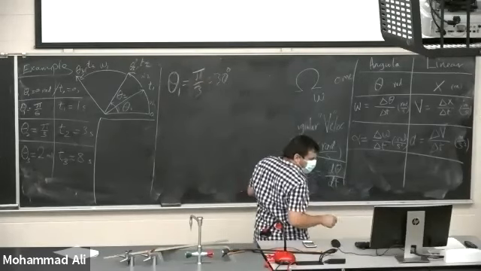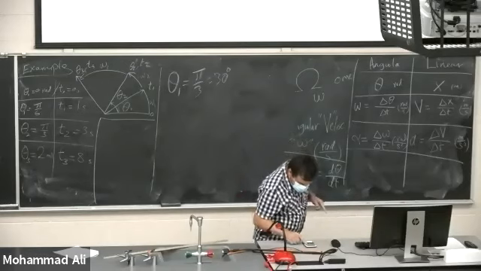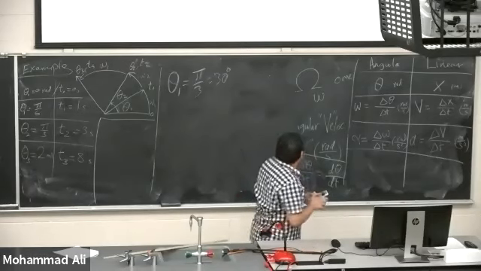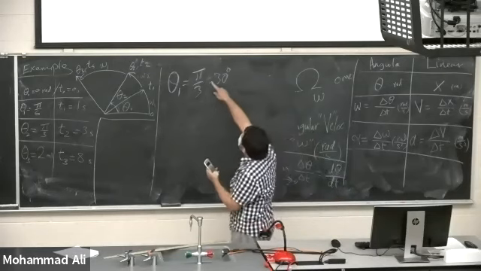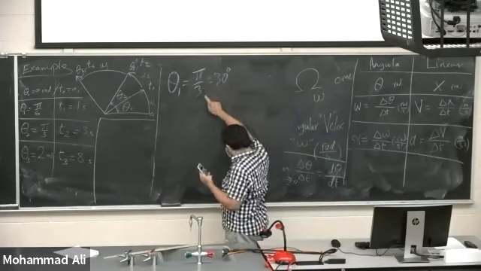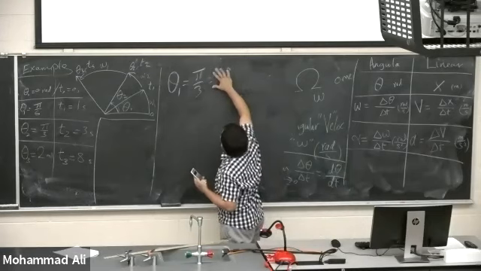Wait, where's the... it's working. Okay. Pi over 3. No, it is not 30.